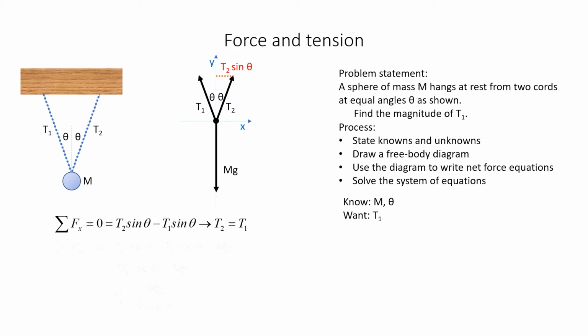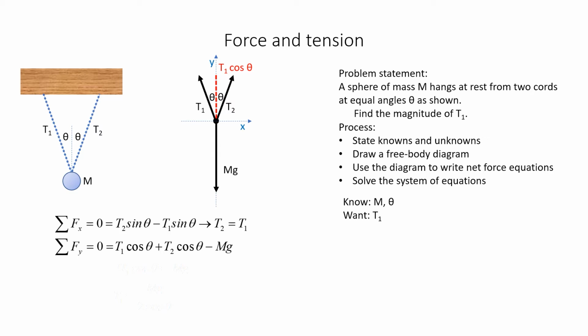I'm going to start by finding the net force in the x direction. It equals 0 because there's no acceleration in the x direction. We can define T2 sine theta as the x component of T2. T2 sine theta points to the right, T1 sine theta points to the left, so the net force equals the difference between them. And since the sine theta terms cancel, we get that T2 equals T1. Our tensions are equal to each other.